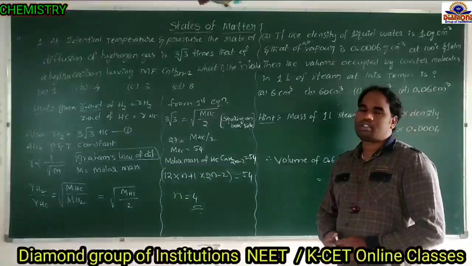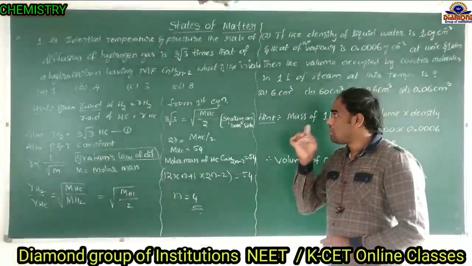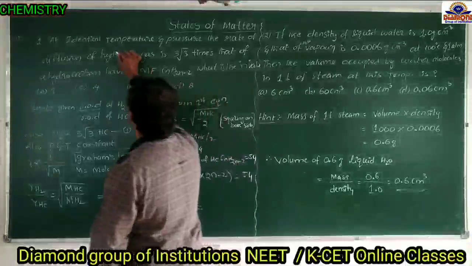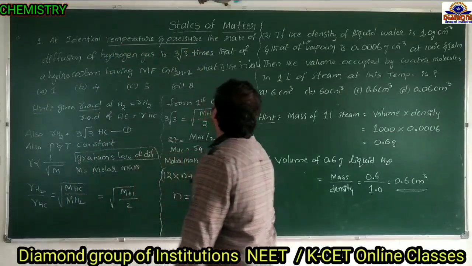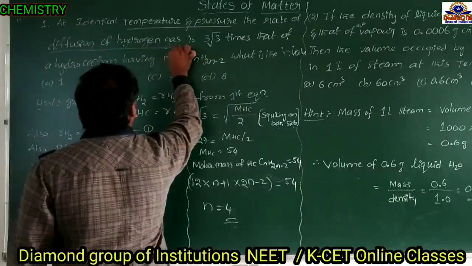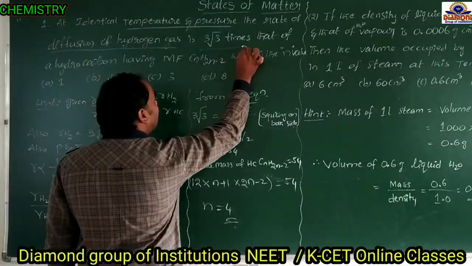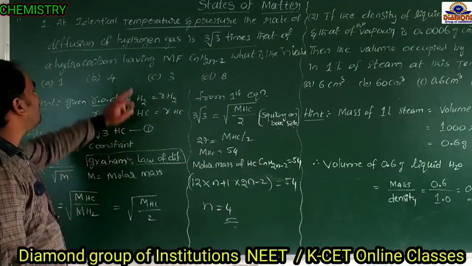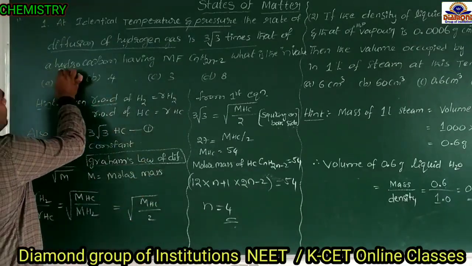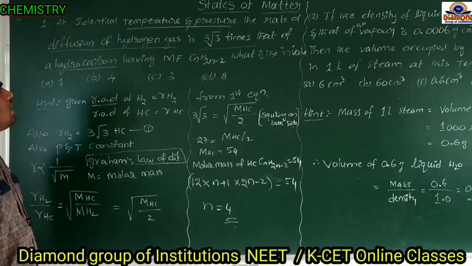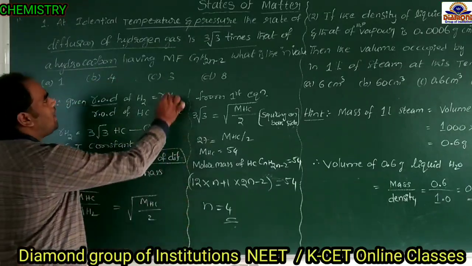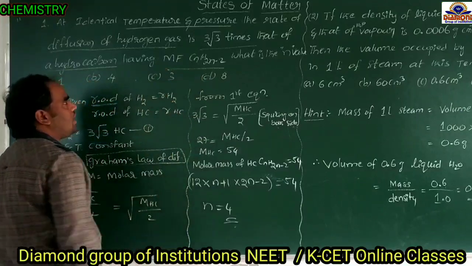So today we are going to discuss states of matter. First question: at identical temperature and pressure, the rate of diffusion of hydrogen gas is 3 root 3 times that of a hydrocarbon having molecular formula CnH2n minus 2.